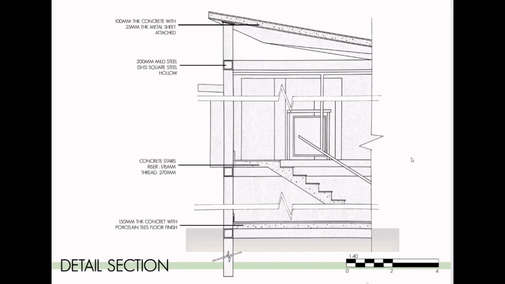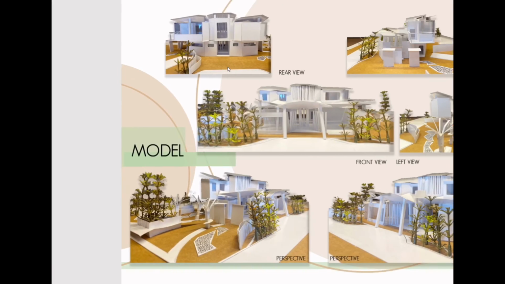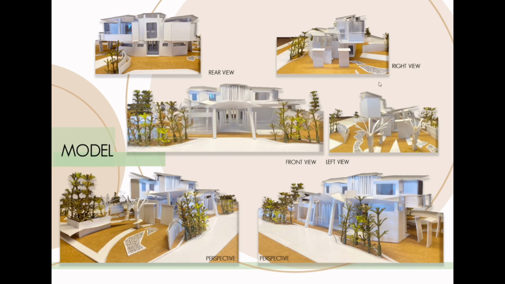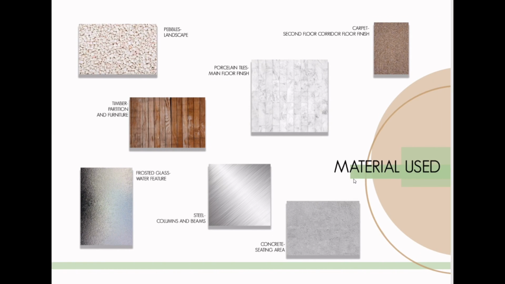So this is the detail section, mainly using concrete for the floor and the stairs and the roof as well. And for the columns and beam is actually hollow section. So this is my model. This is the rear view, right view, front view, left view, perspectives. And the material I use, mainly using concrete and steel. But for the furniture, I'll be using timber and partition as well.